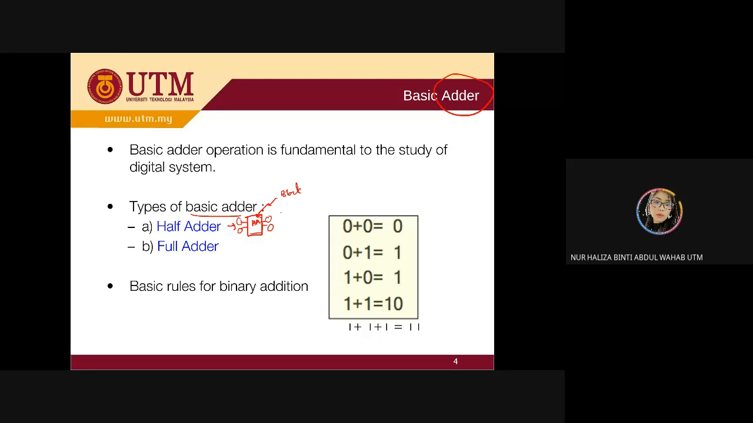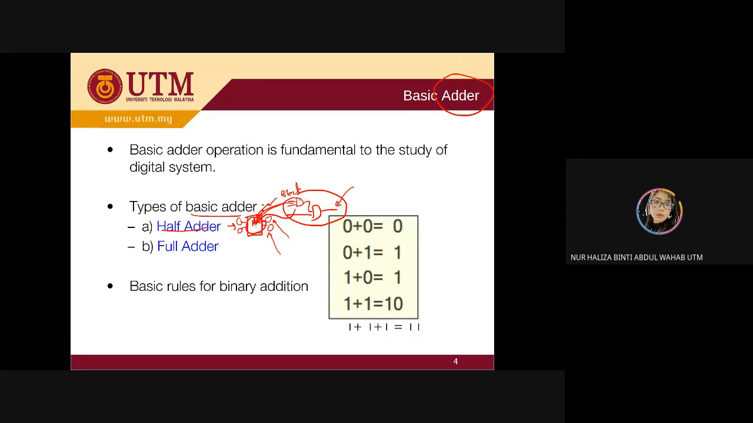But what is the circuit inside? What is the combination of the gates? Maybe the gate looks like this. Is it true or not? So you also need to know what circuit will make this a half adder. After you know everything, you can construct the Boolean expression for the output here.